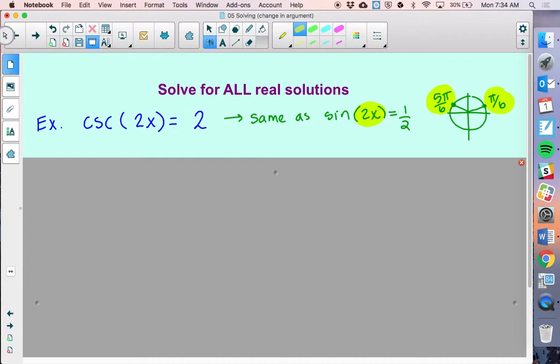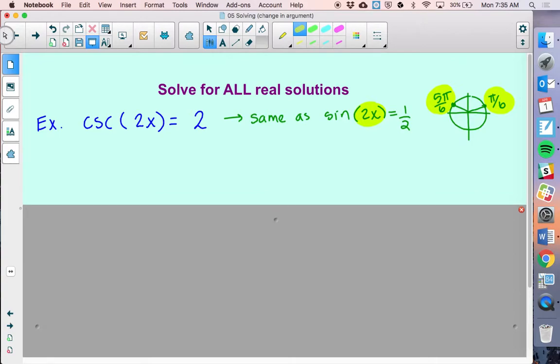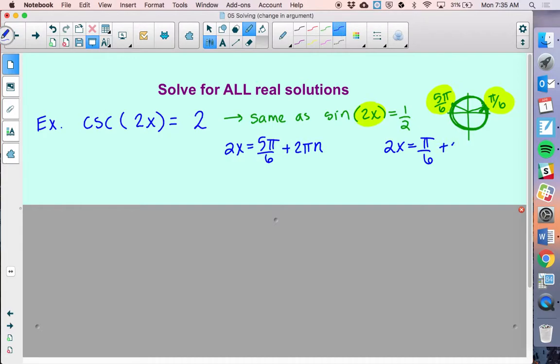So normally you just say, okay, I'm done. My answer is 5 pi over 6 or pi over 6. But now it's not that simple because we have an argument that's not just x. The argument is 2x. So this part that I highlighted here, that 2x, has to equal 5 pi over 6, or that 2x has to equal pi over 6. Now we're solving for all real solutions. So remember we talked about how it could be pi over 6 plus 2 pi n. We could go around that unit circle an infinite amount of times, and same thing for the 5 pi over 6. So I have to add that 2 pi n in. So 2x can equal 5 pi over 6 plus 2 pi n, or 2x can equal pi over 6 plus 2 pi n.